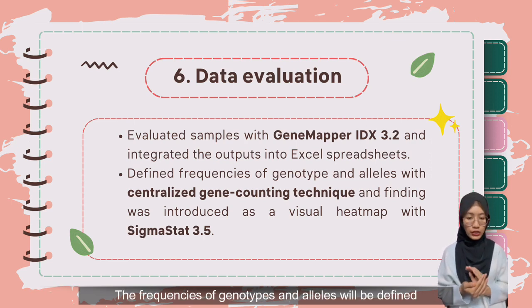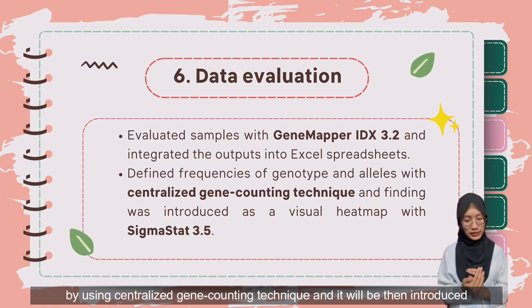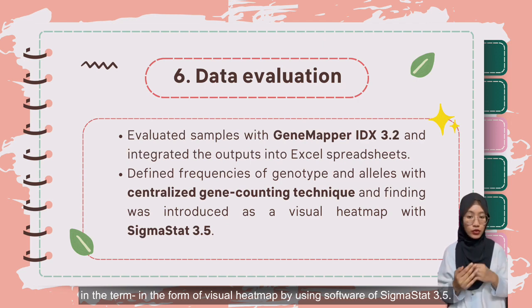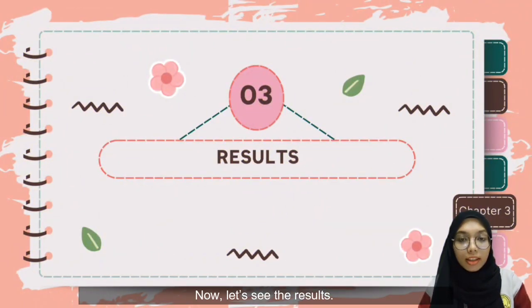The frequencies of genotypes and also alleles will be defined by using the direct gene counting technique, and it will then be presented in the form of a visual heat map by using the software SigmaTech 3.5. Now let's see the results.